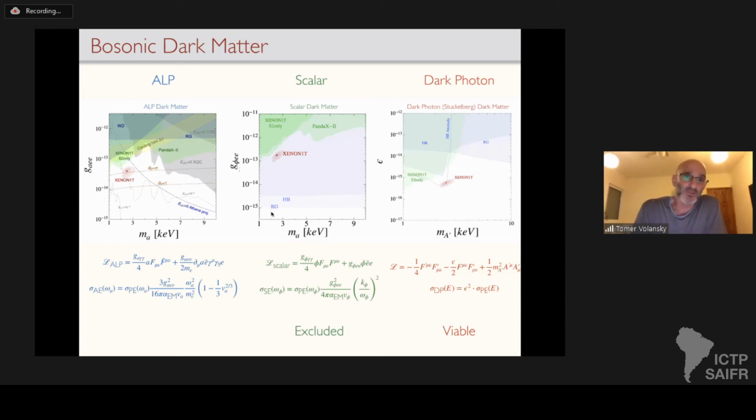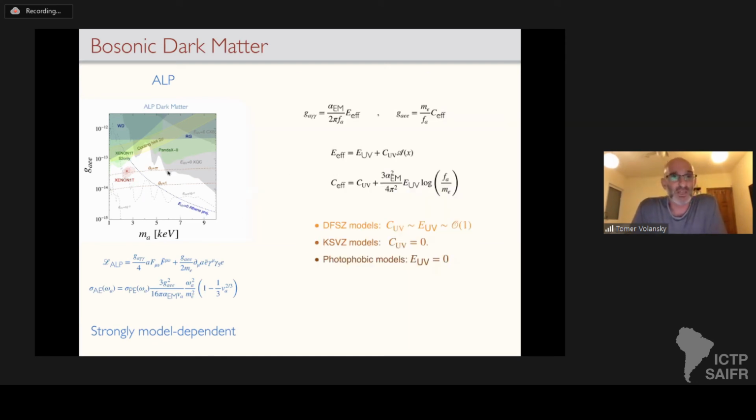This is the horizontal branch and the red giants. And Alps are strongly model dependent. They are by and large excluded unless you have some UV complete model which allows you to evade X-ray constraints. So you need some specific UV model, and then you can live with this, explain this excess. Okay, so I'm not going to go through the physics here, but it's possible, but model dependent.